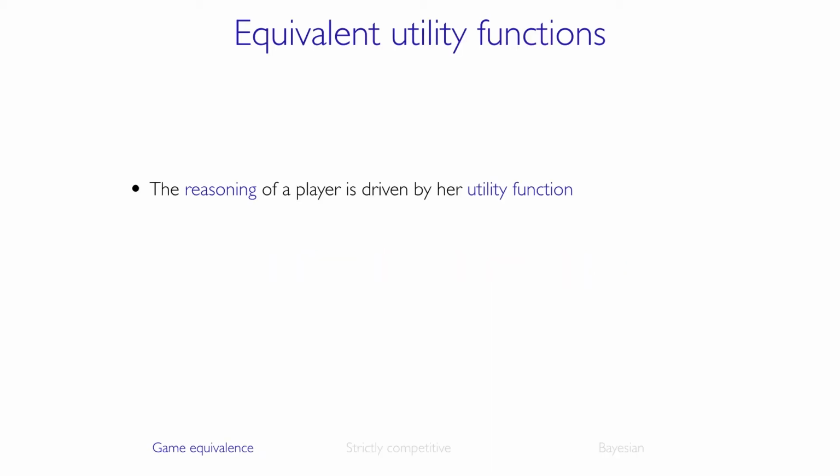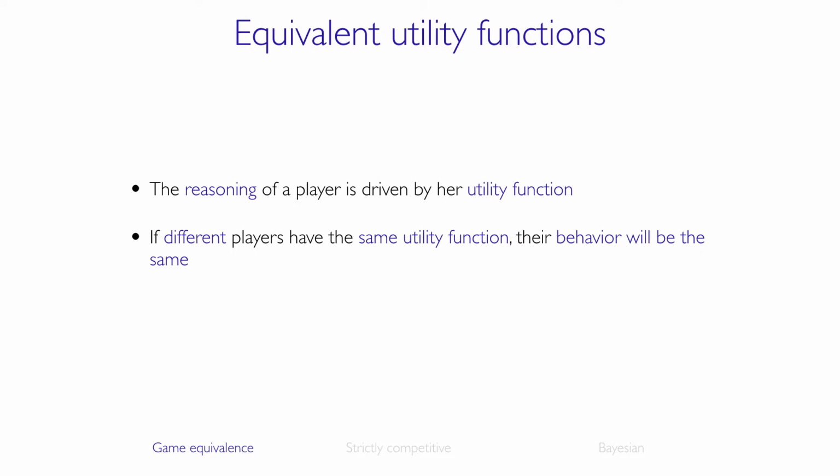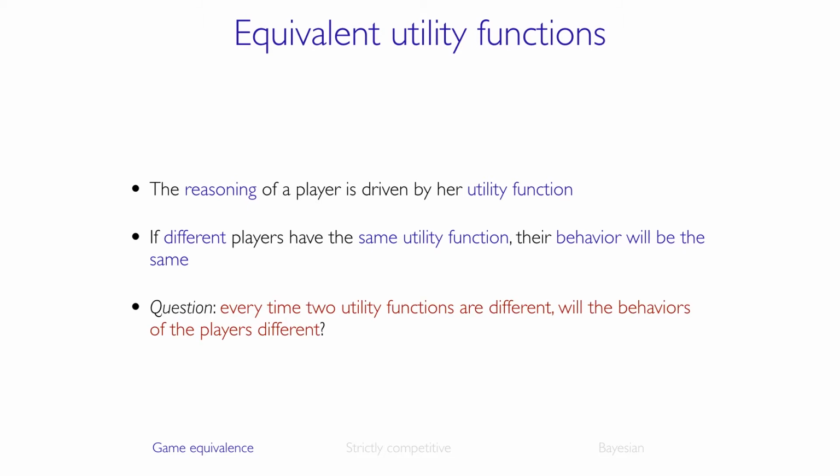The first issue we investigate is the equivalence of different utility functions. We recall that the reasoning, and therefore the play of a player, is driven by the utility function. Obviously, players sharing the same utility function will behave similarly. The question we pose is whether, every time two players have different utility functions, they will exhibit different behavior.